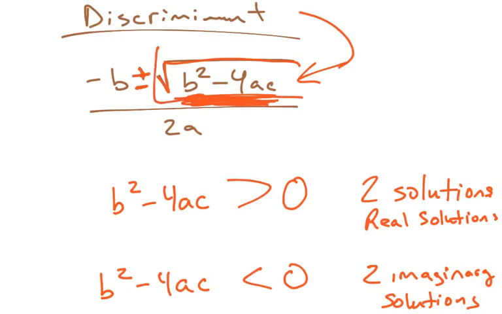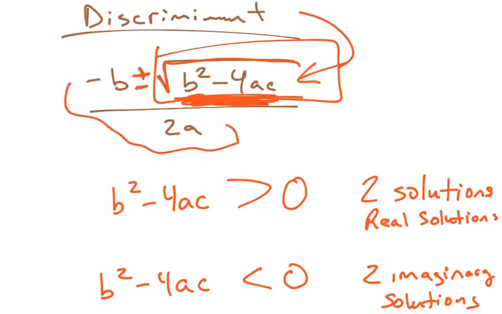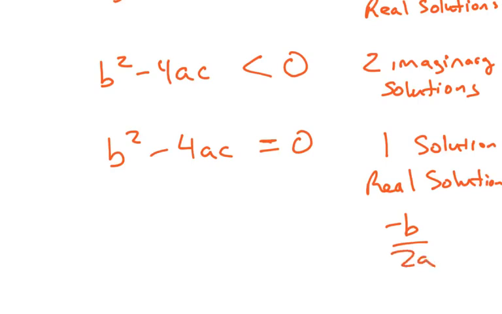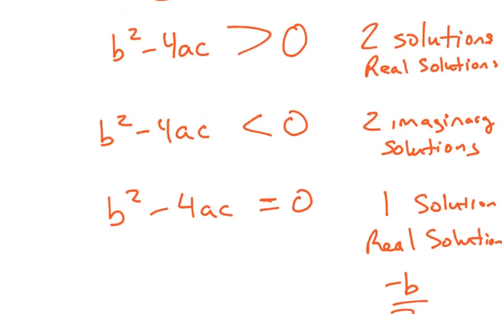Well, if this is equal to 0, this whole part becomes 0. Then you're taking the square root of 0, which is 0. And all you're left with, this thing just breaks down to negative b over 2a. And negative b over 2a means that you have 1 solution. This solution is going to be a real number as well, right? You're literally getting negative b over 2a, and that'll become your solution. So we like the discriminant because it's a quick, easy way for us to figure out the amount of solutions that we have.